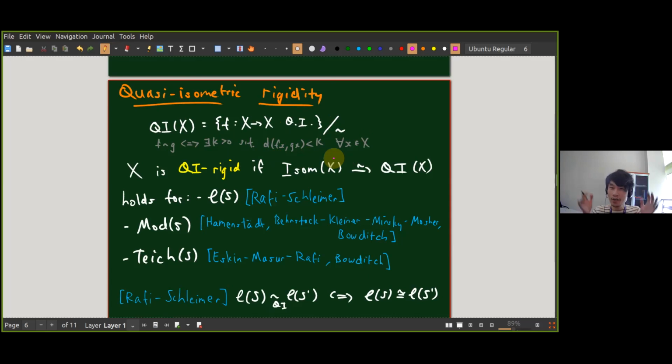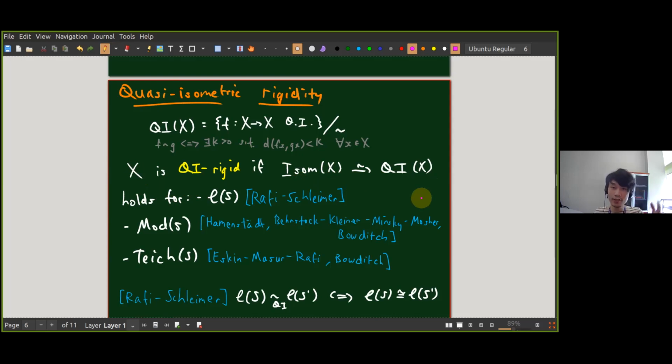Otherwise this group is going to be too huge. A metric space X is called quasi-isometrically rigid if the natural map from the isometry group to the QI group is an isomorphism.